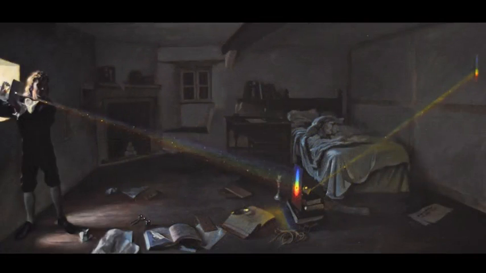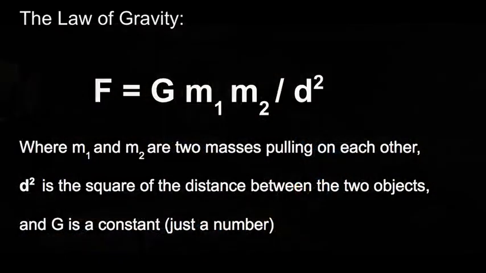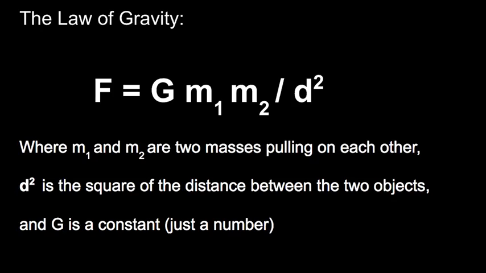Newton, who you remember discovered white light has all the different colors of the spectrum in it, also discovered the law of gravity. And here's the law of gravity, and it's worth staring at and thinking about this formula. M1 and M2 are two masses pulling on each other. D squared is the square of the distance between the two objects, and G is just a constant, a number, like pi. So, knowing the mass of two objects and how far apart they are, you can calculate the force of gravity using Newton's formula.